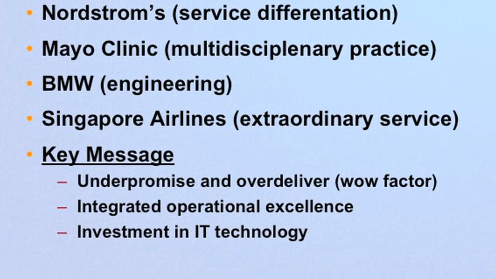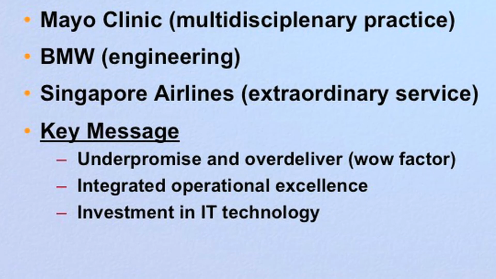So in this use, what are the key messages? I find three messages. First one is that the best strategy here is to under-promise in the brand and over-deliver. So under-promise and over-deliver becomes absolutely the wow factor. So not only do you satisfy the customer, delight the customer, but customers are exceptionally appreciative about what you have done.